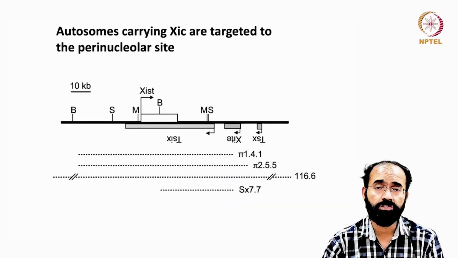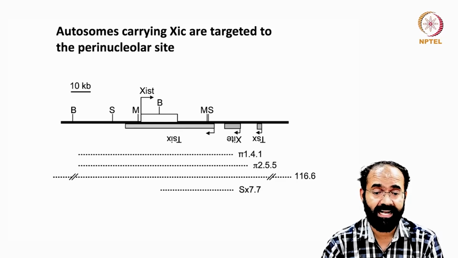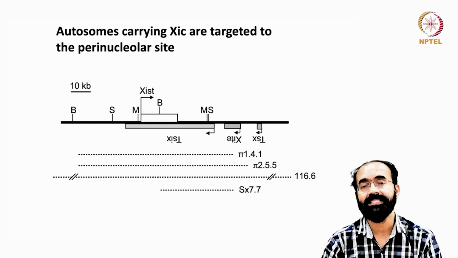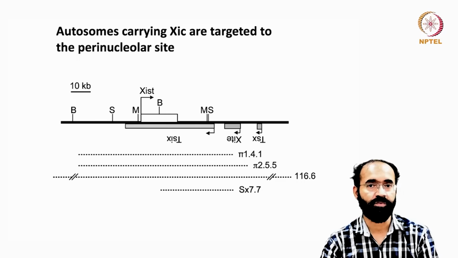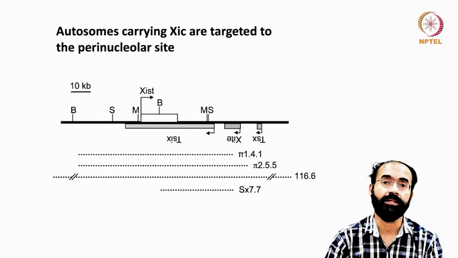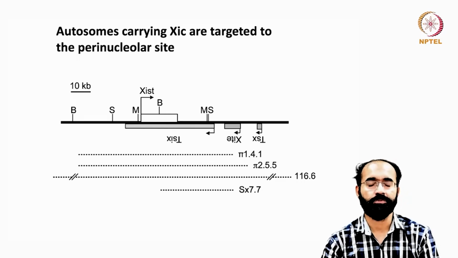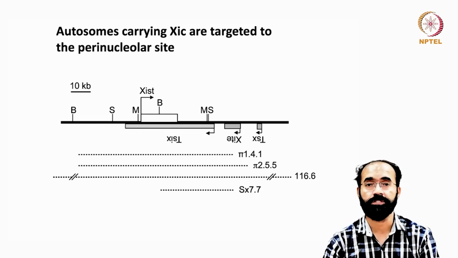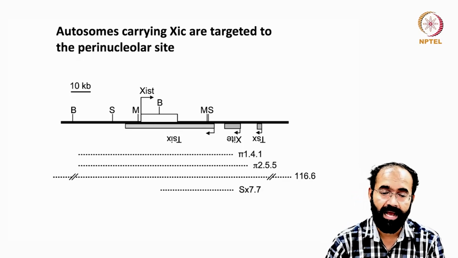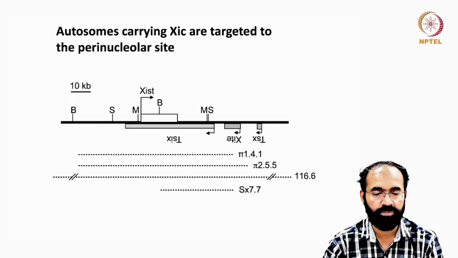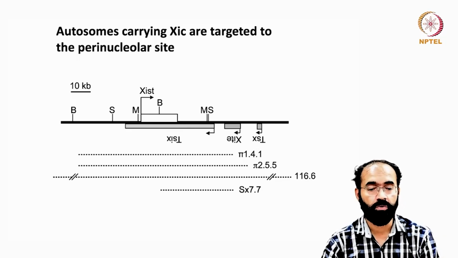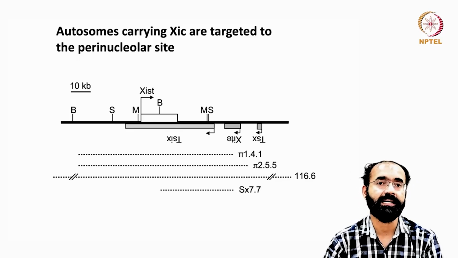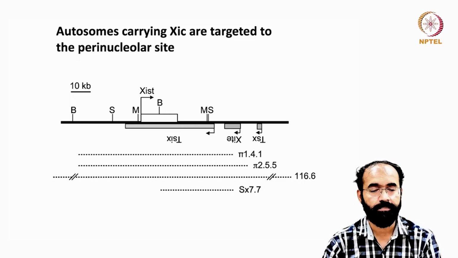Autosomes carrying the X inactivation center are targeted to the perinucleolar site. So you take the X inactivation center from the X chromosome and insert it onto another chromosome, which is an autosome. Autosomes, in the case of human, are chromosome number 1 to chromosome number 22. You take this X inactivation center and put it onto any other autosome, and you see that this chromosome now goes closer to the perinucleolar site. So this indicates the X inactivation center has something to do with association with the nucleolus.